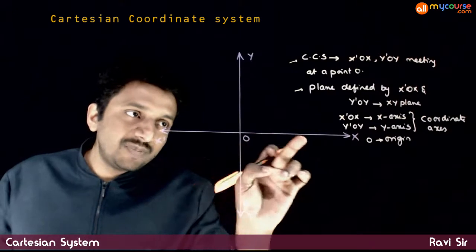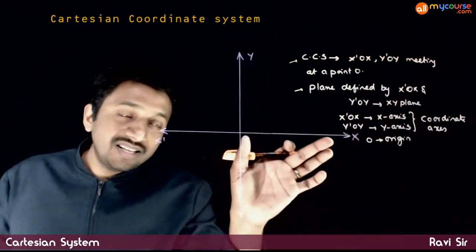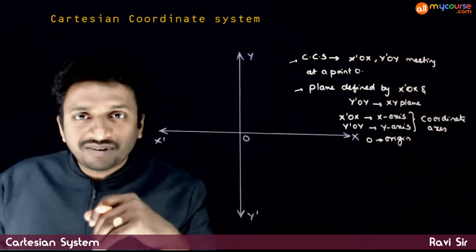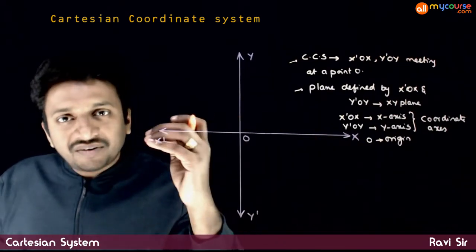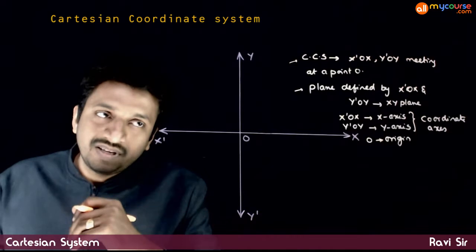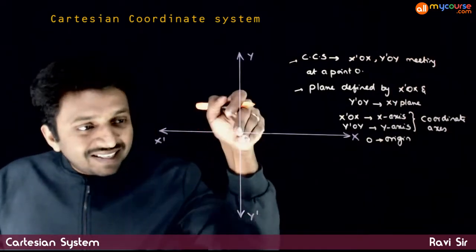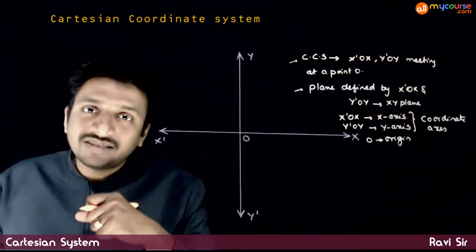That is, the distances measured along the direction of the positive x-axis are positive. The distances measured along the negative x-axis are negative. The distances measured along the positive y-axis are positive. The distances measured along the negative y-axis are considered negative.